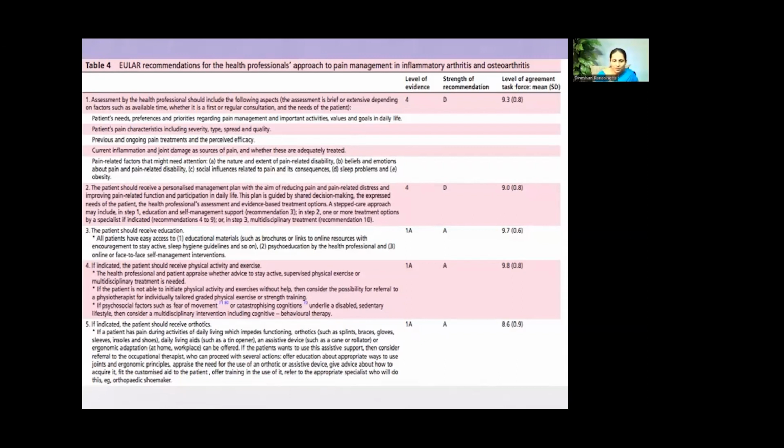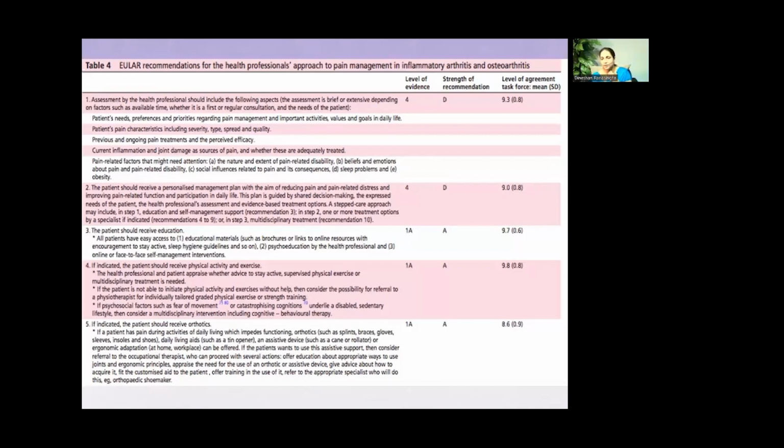So we see here the first one is assessment by health professionals, which should include the following aspects. Assessment is brief or extensive depending on factors such as available time, whether it is a first or regular consultation, and the need of the patient. For assessment, the level of evidence is 4. Then, patients should receive a personalized management plan with the aim of reducing pain and pain-related distress. Again, the level of evidence is 4. This is because these have not been studied in these reviews, not that they are not important.